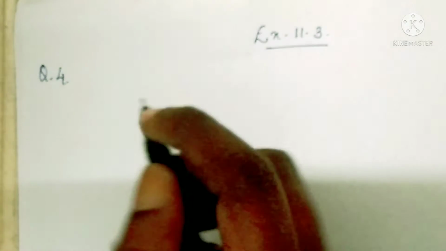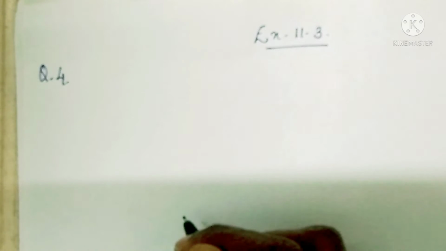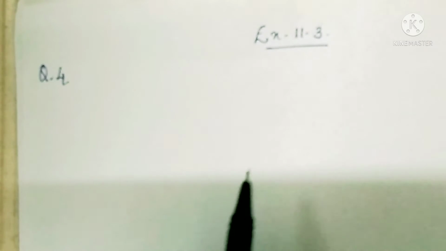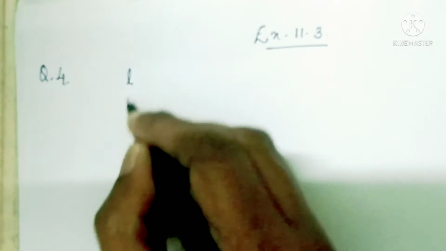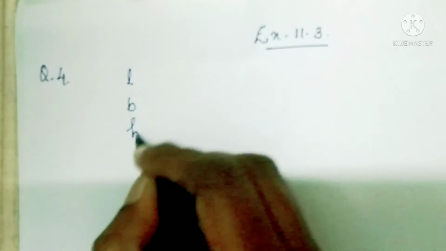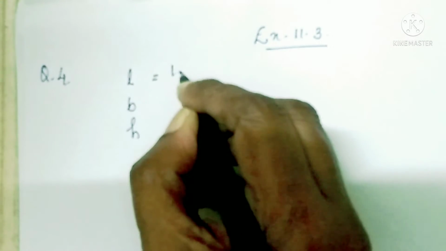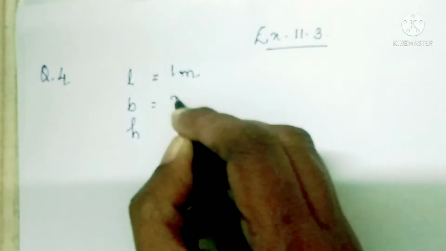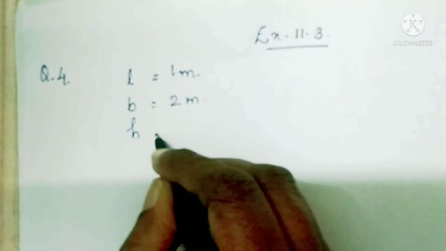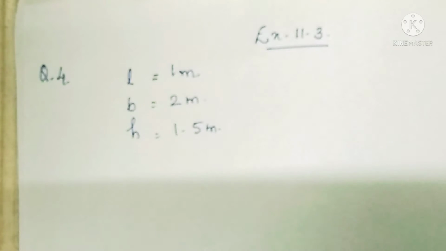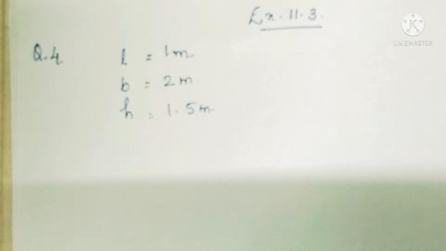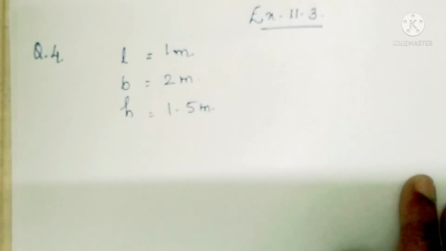So what is the shape of the cabinet? It is in the shape of a cuboid. And what is the volume of the cuboid? The sides or the dimensions of the cuboid, if you think of length, breadth and height: length is 1 meter, breadth is 2 meter and height is 1.5 meter. These are the dimensions given. Now she has painted it from the top, only the bottom portion is not done.